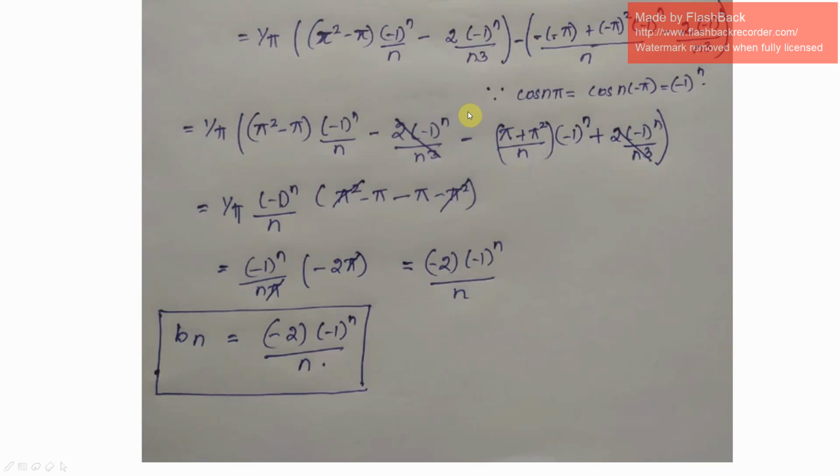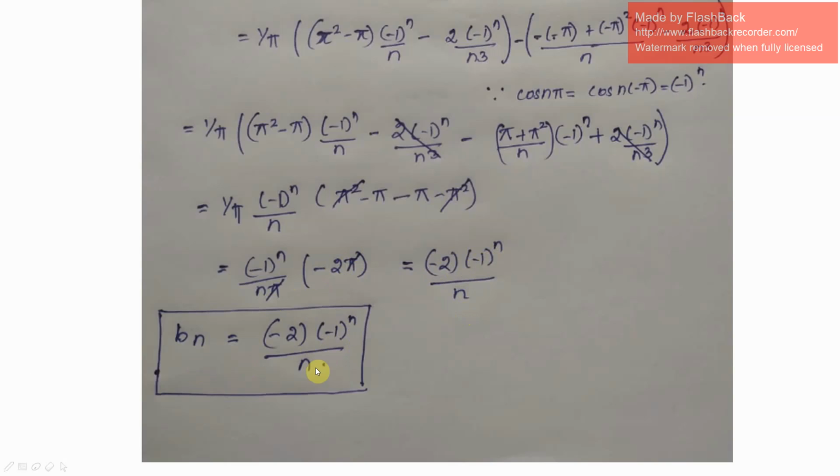So now what will happen is, I'm just going to multiply this minus inside. So it will be minus pi square. So pi square and pi square will get cancelled. So I'll get the remaining as minus pi, which is nothing but minus 2 pi. Okay. So now pi and pi will get cancelled. So the remaining terms will be minus 2 minus 1 power n by n. So Bn is equal to minus 2 minus 1 power n by n. So now we are finished with A0, An and Bn.